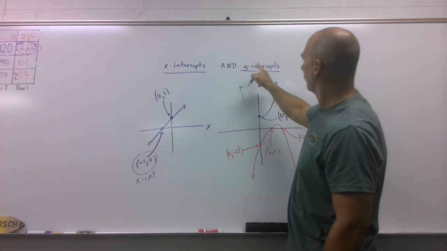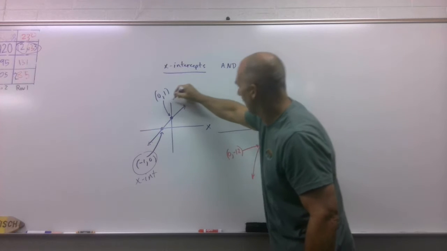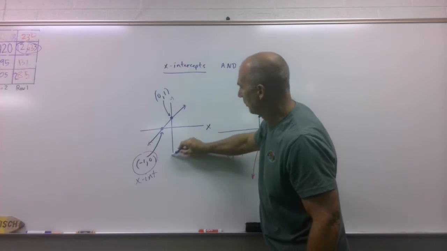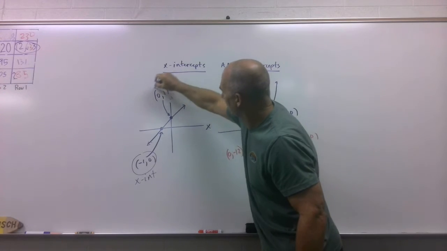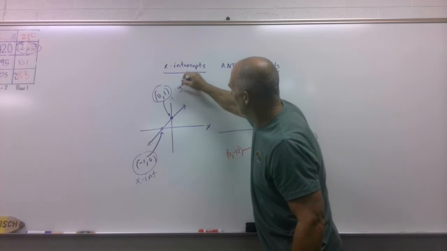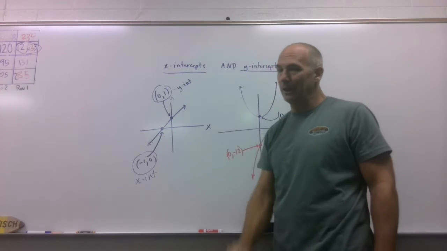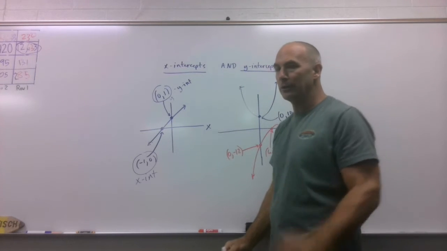Now the other term is y-intercept. So this is my y-axis. So you travel up and down the y-axis. Where does the graph cross it? Right there. So this one right here would be considered my y-intercept. Now that's pretty simple, but I'm going to throw a little additional thought here.